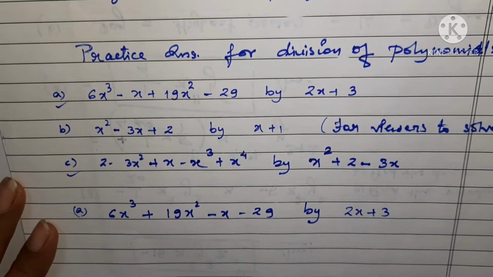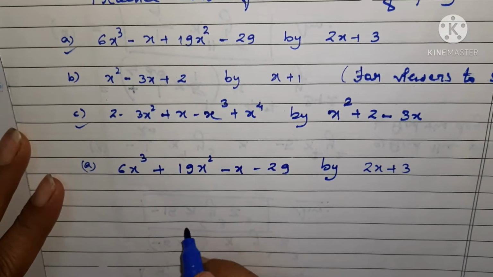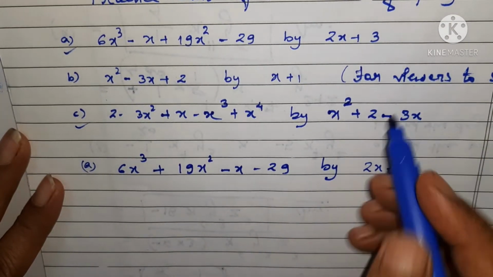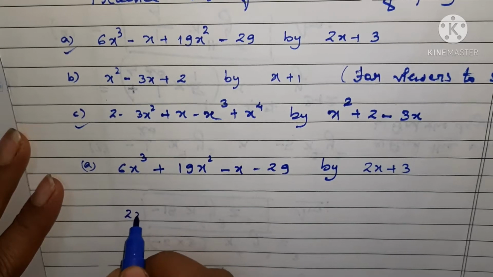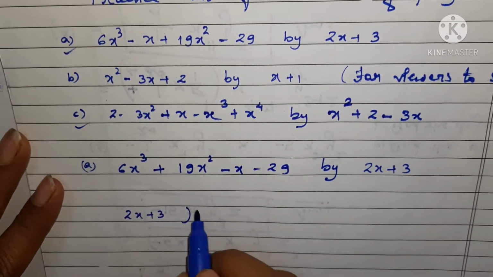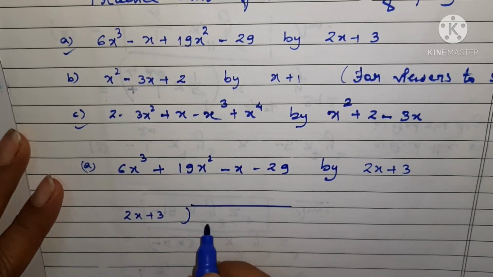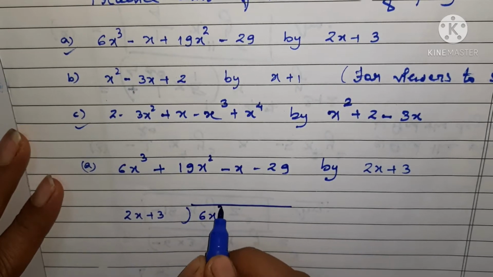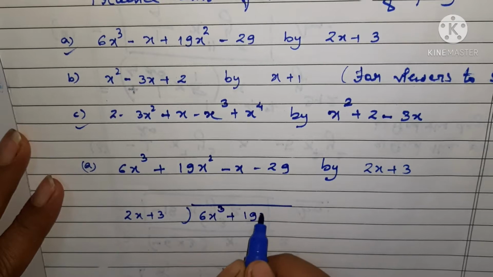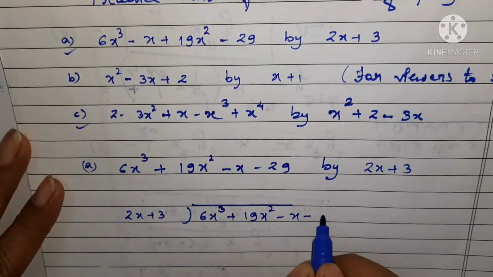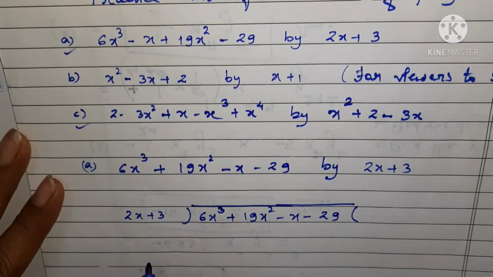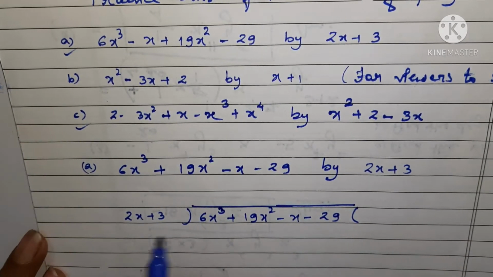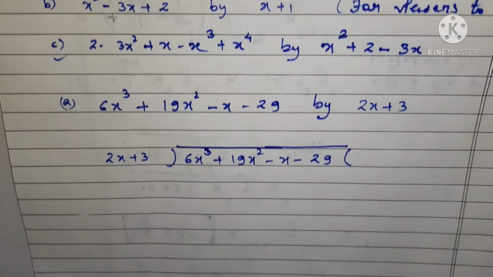Then the next step is to bring it into the division form. That is why we are going to take 2x plus 3 as the divisor, and the dividend is to be written inside. So the dividend is 6x cube plus 19x square minus x minus 29, and this is going to be in your division bracket.